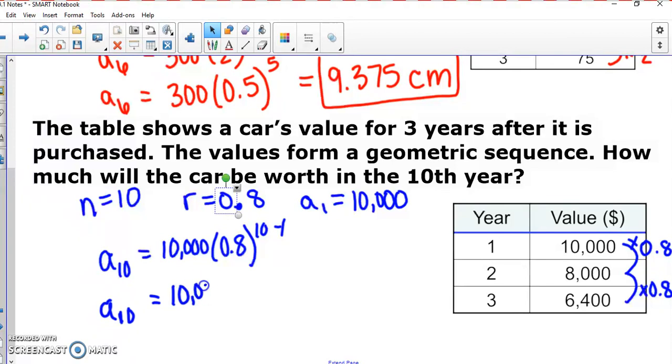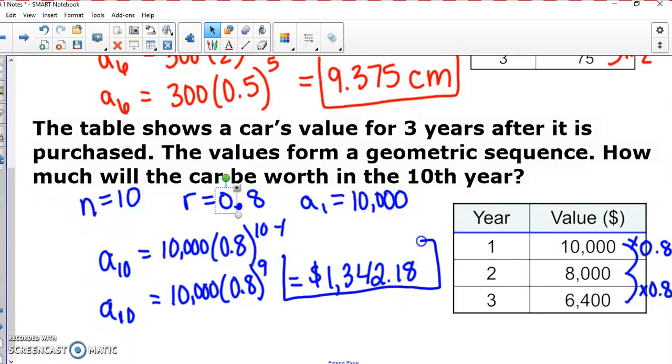And into my calculator, I'm going to type 10,000 times 0.8 to the power of 9. And once I do that, I should get out $1,342.18. And you can just round it to the nearest cent since we're talking money. And don't forget your dollar sign since it's a story problem.